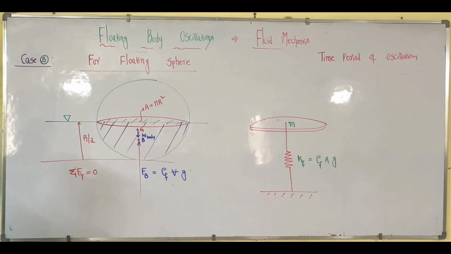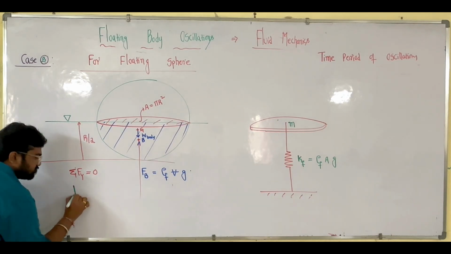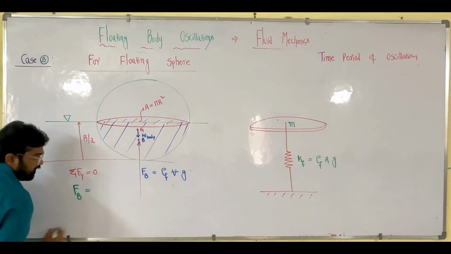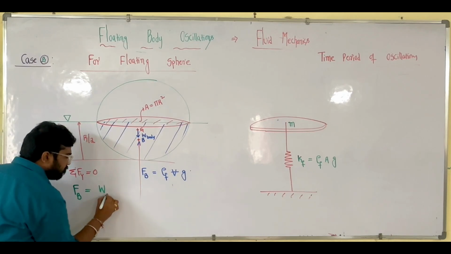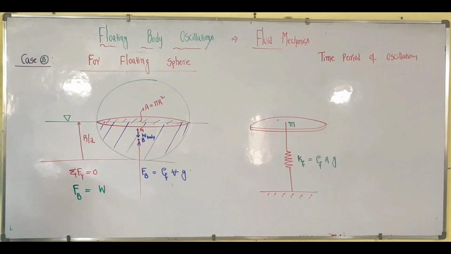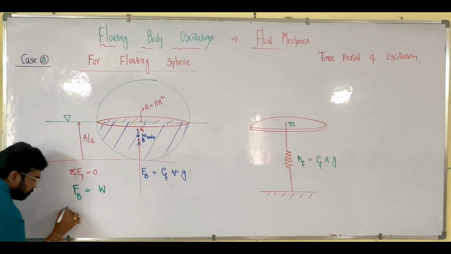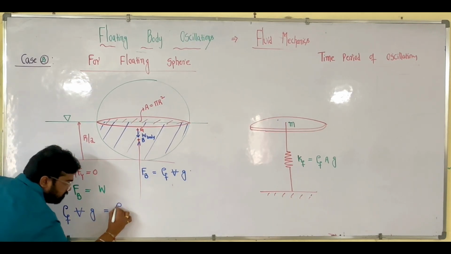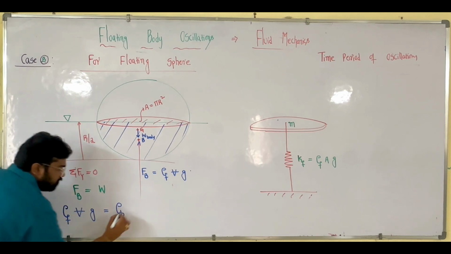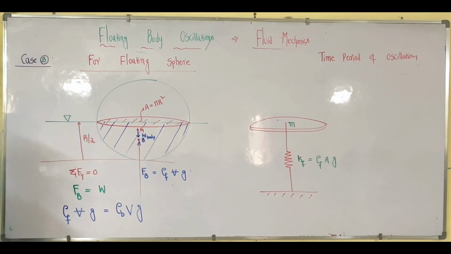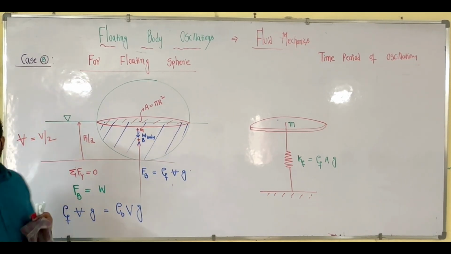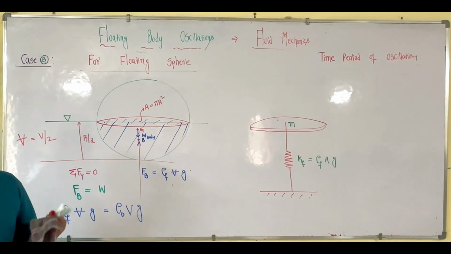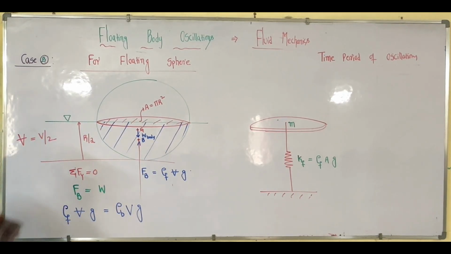Look at what we get here. Buoyant force equals how much? Weight of the body. Now, density of the fluid into volume of the fluid displaced into g equals weight of the body, which is density of the body into volume of the body into g. Clear? What is the volume of the fluid displaced? Volume of the sphere immersed in the fluid, that is V by 2.